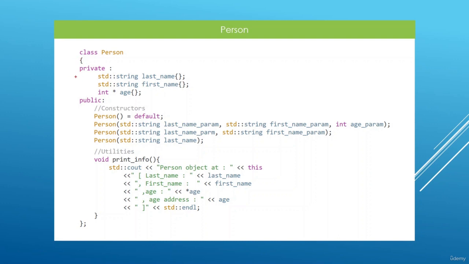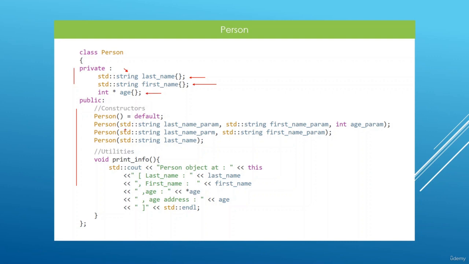It's going to have two sections. We're going to have a private section and we're going to have a public section. The private section is going to have a few member variables. We're going to have the last name, which is modeled as an std string. We're going to have the first name and we're going to have the age.